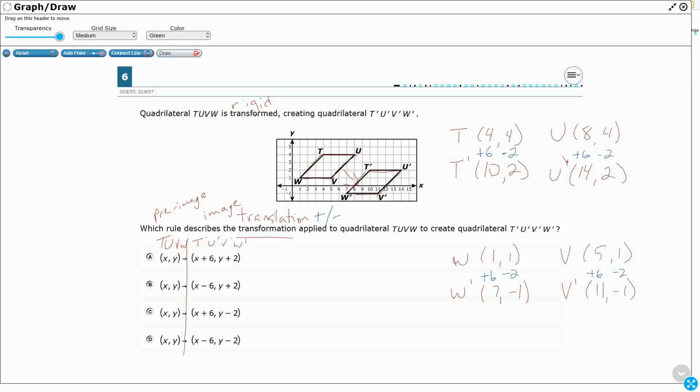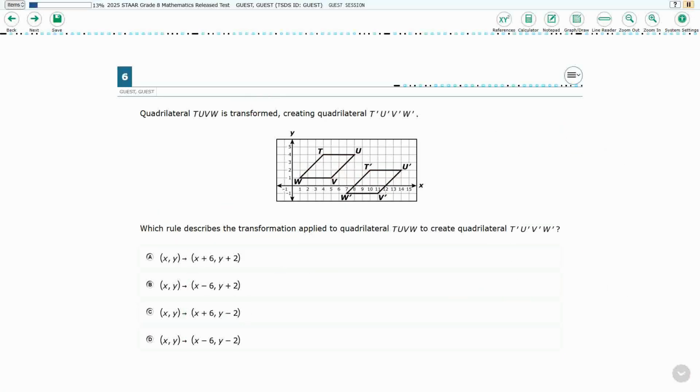All right, so here we go. We're going to have an x. So let's see, we've got an x plus 6. And then we have a y minus 1. Or excuse me, y minus 2 to get to those negative ones. So x plus 6, y minus 2. We've got it right here. Our answer is C.